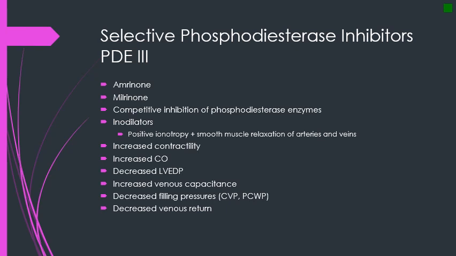So they will produce some pretty profound hypotension. They do increase the contractility and the cardiac output. They will decrease that left ventricular end diastolic pressure because you do get a decrease in the venous return, but you get an increase in contractility, which helps to increase that cardiac output. You do have an increase in venous capacitance. Those veins are dilated and they will hold more volume. You will get a decrease in those filling pressures, your CVP and your wedge, and a decreased venous return, as I had mentioned.